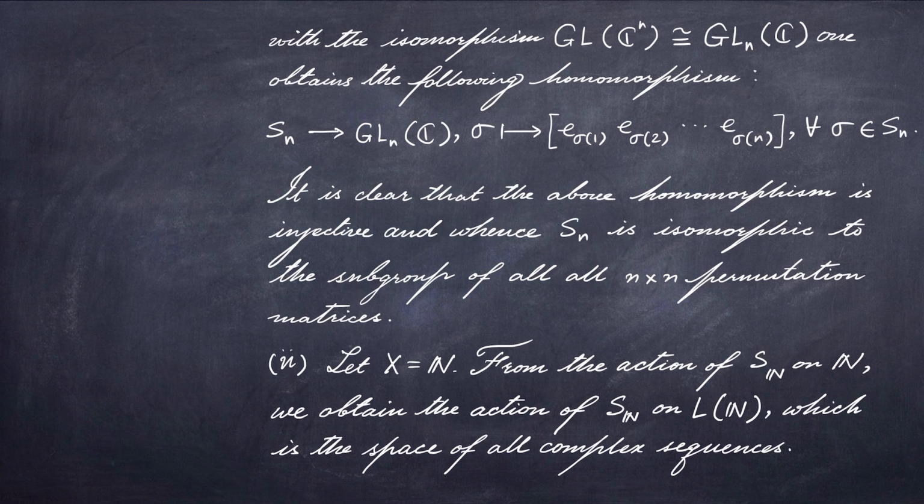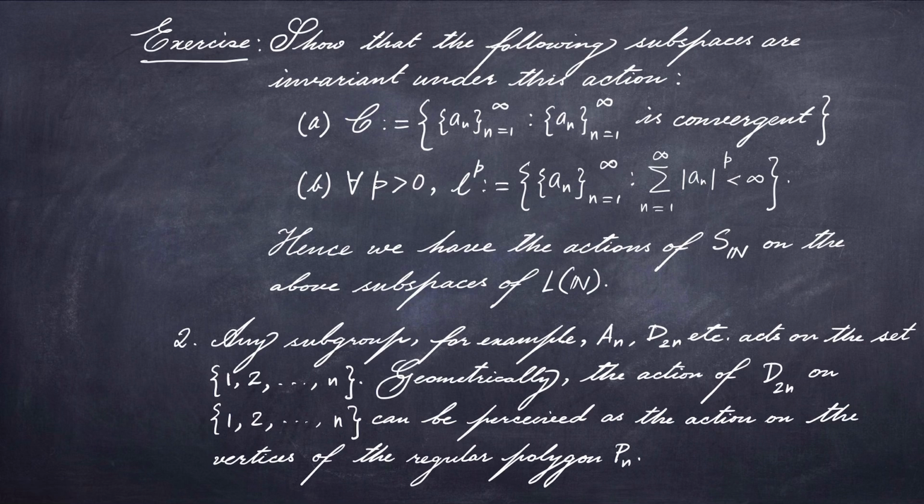So here, from the action of Sn on n, we get an action of Sn on the space of all complex sequences. At this point, I would like to leave it to you to check that under this action, these sets are invariant, and hence Sn has a natural action on these sets. The first set is the set of all convergent sequences. Saying that this is invariant under the action of Sn is equivalent to saying that if a sequence is convergent, then under any rearrangement of its terms, it will be convergent as well.